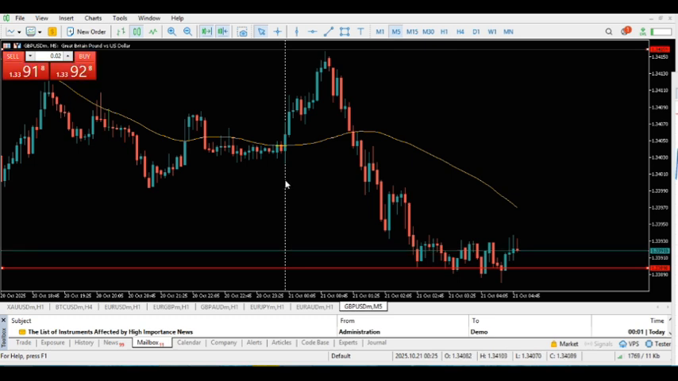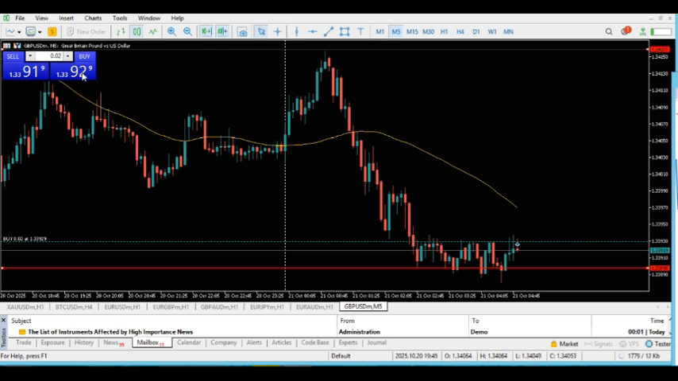Now I'm going to place a buy trade right here. Placing a buy trade right here. So my stop loss will be below this level. I'll just give it a little bit of space. Okay, target 2 to 1 right here.